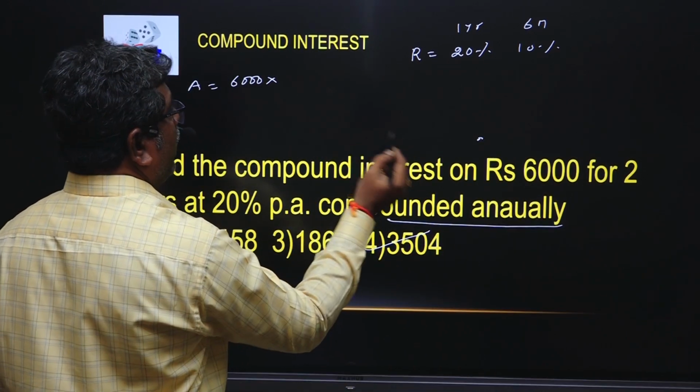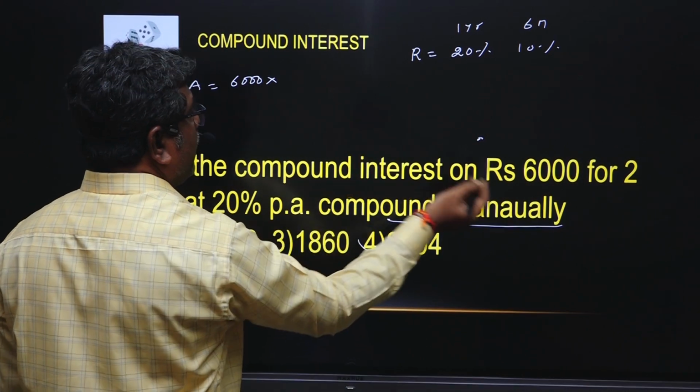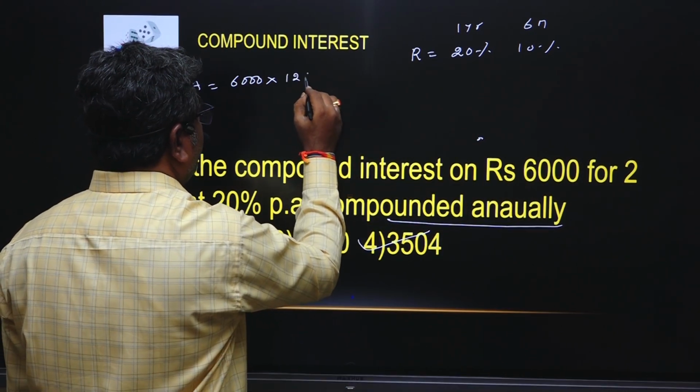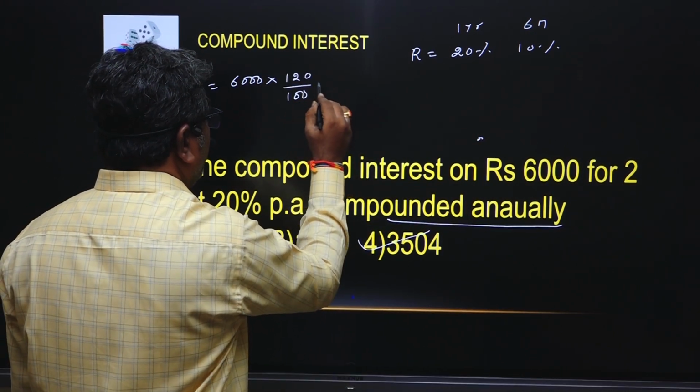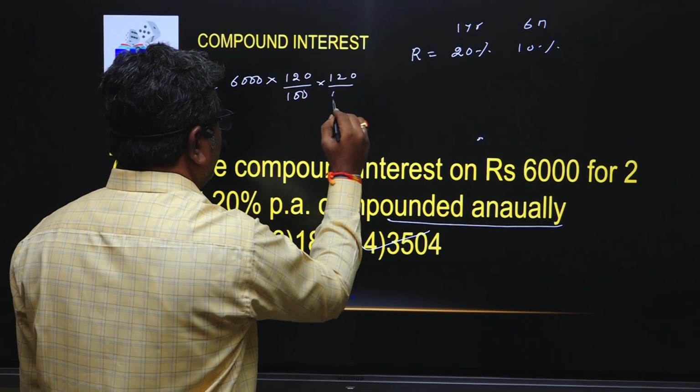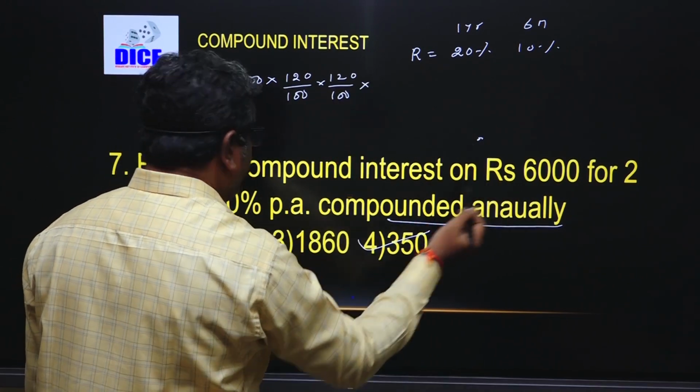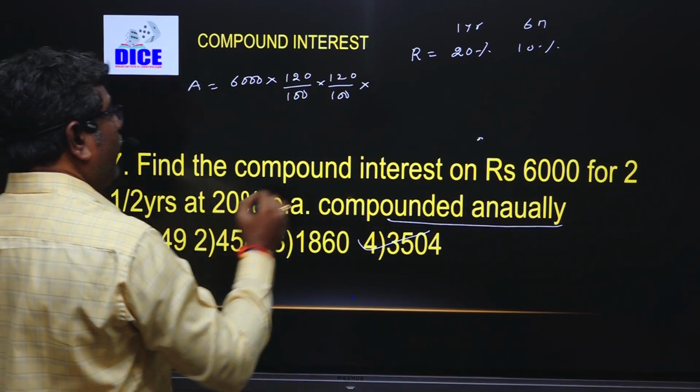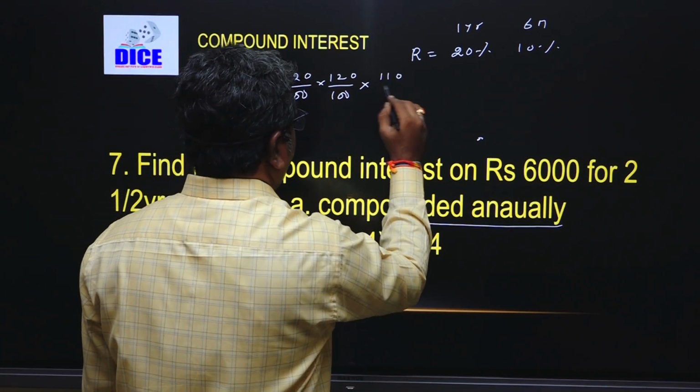So that is for 1 year 20%, 2 times. 120 by 100 into 120 by 100. But the time is 2.5 years. Half year is there. For half year it is 110 by 100. This is the value of A.